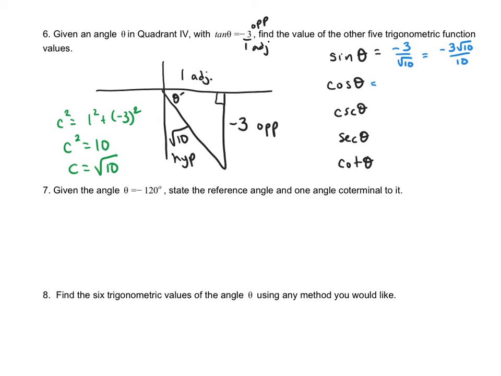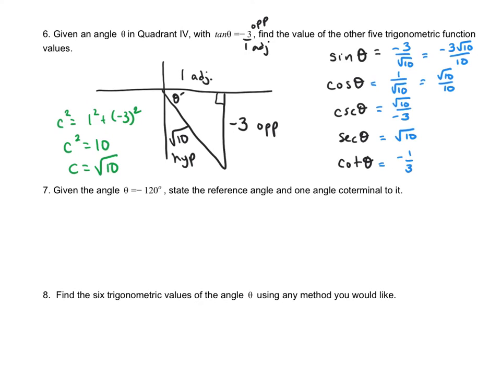The cosine is adjacent over hypotenuse, so that's 1 over radical 10. So that's radical 10 over 10. The cosecant is just the flip of sine, so that's radical 10 over -3. Secant is the flip of cosine, so that's radical 10 over 1. And cotangent is just the flip of tangent, so that's -1/3.